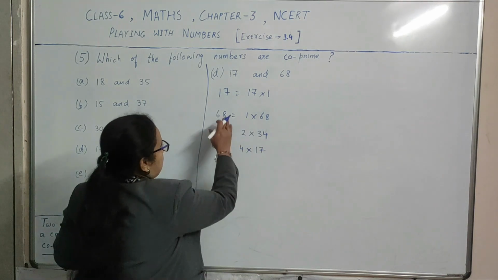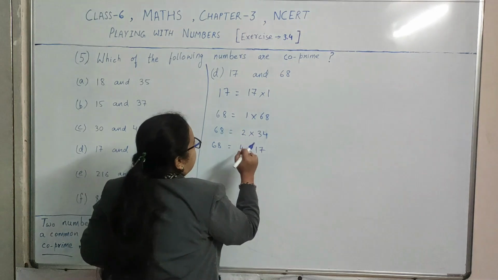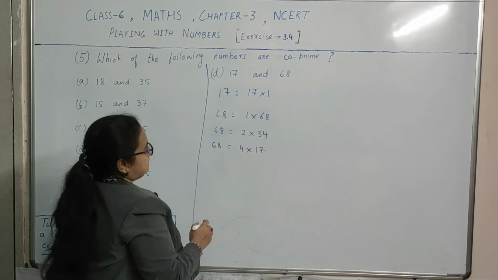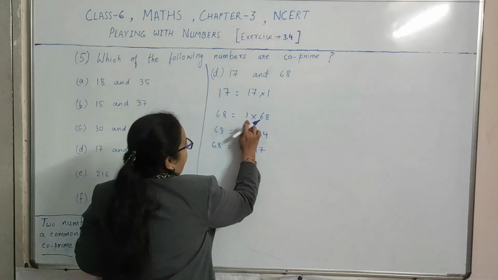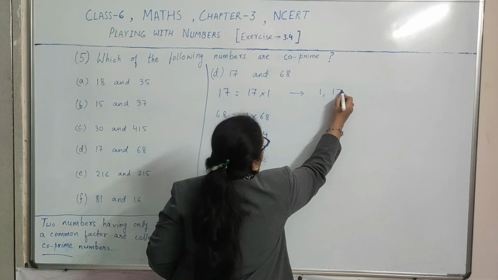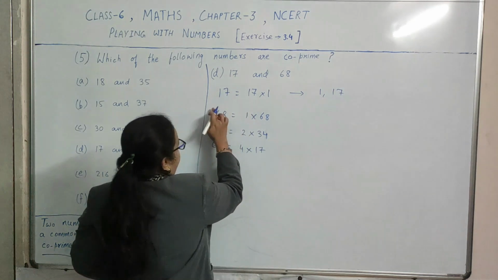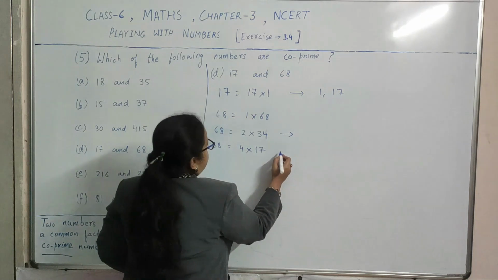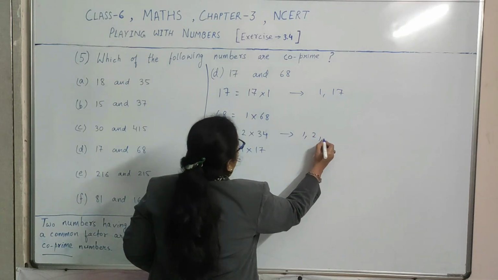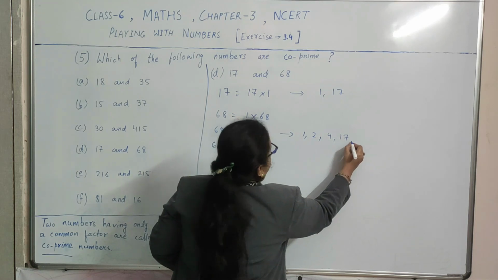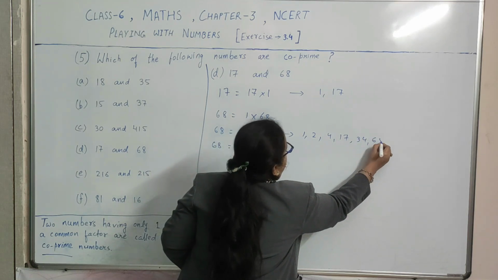Okay, and the factors of 17 are these numbers, 1 and 17. So what are the common factors of 17 and 68? See, only 1. Right, from this what can you conclude? The factors of 17 are 1 and 17, and from this multiplication we can conclude that the factors of 68 are 1, 2, 4, 17, 34 and 68.